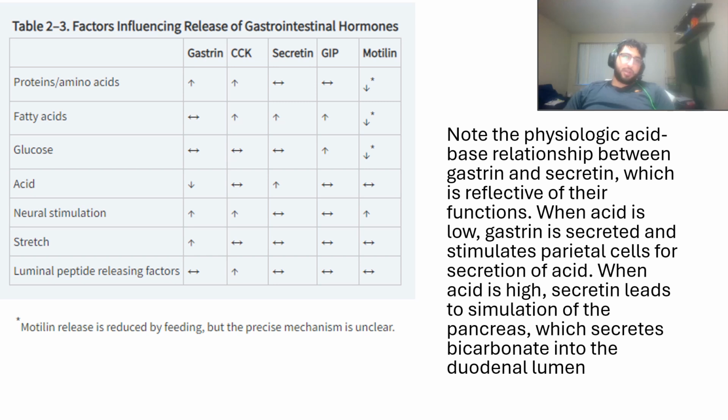I'm just going to draw attention to what I want you to focus on in this slide because it's busy. Decreased acid means you need more acid. So that increases gastrin. Okay? And that increasing gastrin causes acid secretion. Now, as the acid increases, that's going to cause secretin to be released to stimulate the pancreas to make bicarb and put it into the duodenal lumen. It's like, oh, we have acid coming. Let's put bicarb so we don't get an ulcer, right? To protect the duodenum from the acidic enzymes, all right, and the acids.